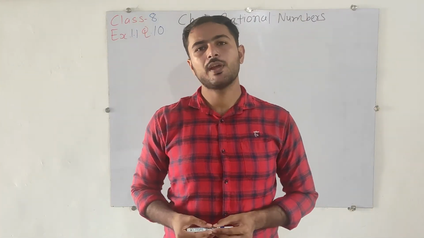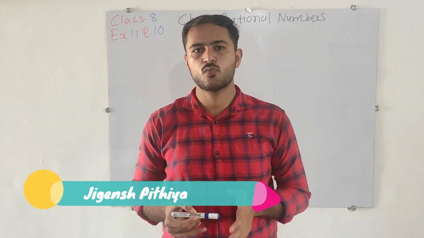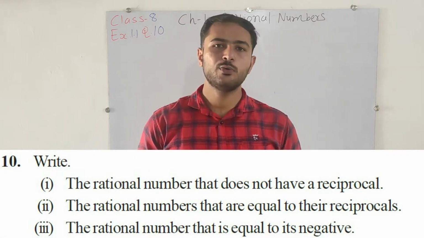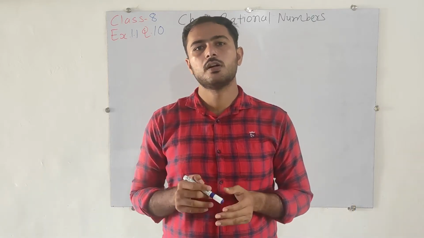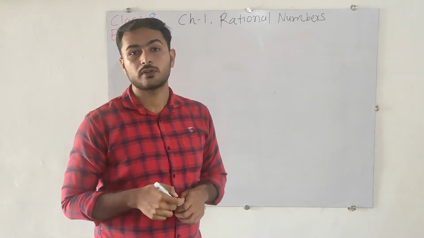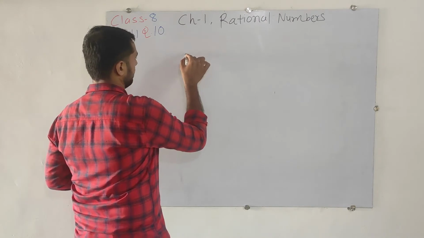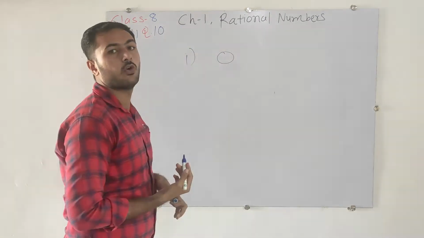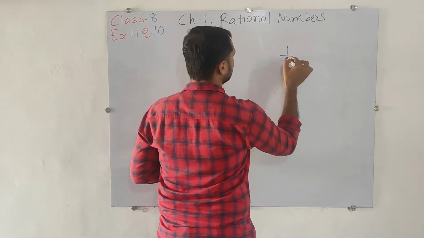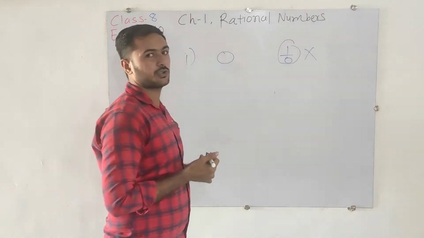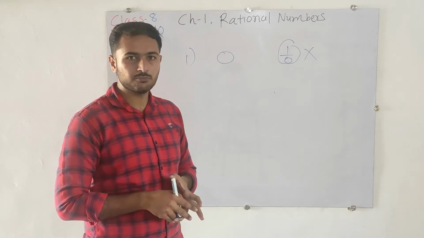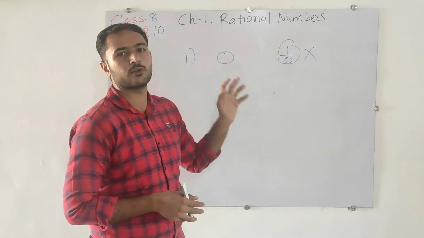In question number 10, we have to follow the instruction. Let's start with the first one: the rational number that does not have a reciprocal. We have to write down a rational number such that there should not be a reciprocal for that number. If I just write 0, let's find its reciprocal. It can be written as 1 by 0, but that is not possible in mathematics. We have already discussed that 1 by 0 is an error, not a valid number in maths. We cannot take the reciprocal of 0.